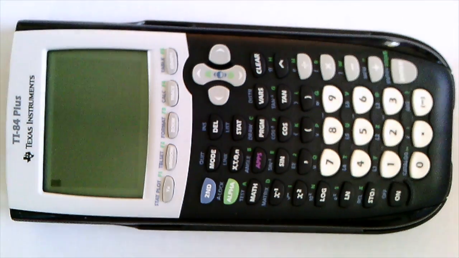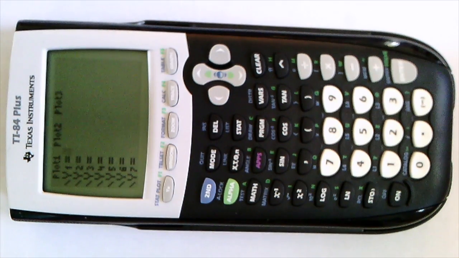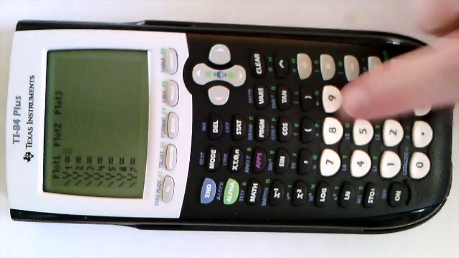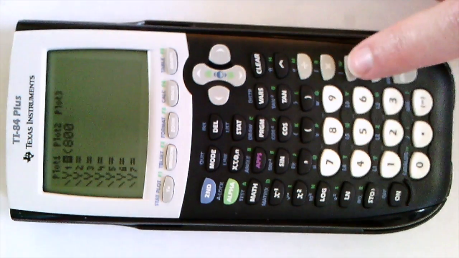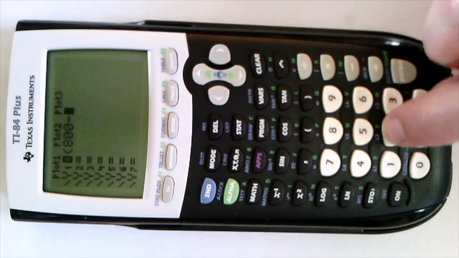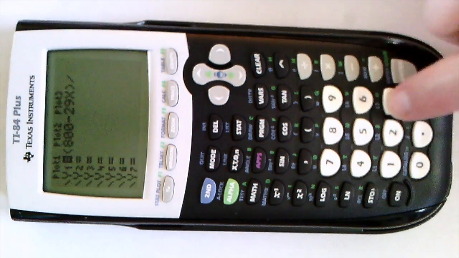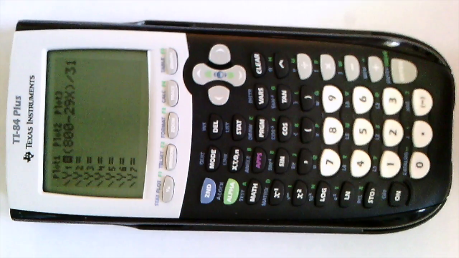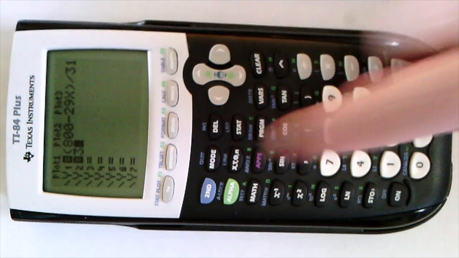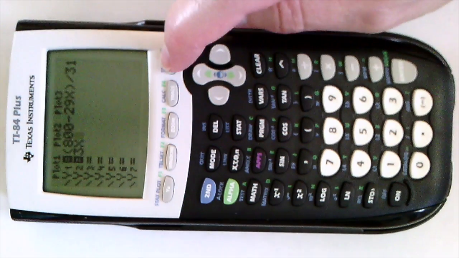We'll begin by entering our two equations in the calculator. Hit the y equals button, then enter your first equation, remembering to put the whole numerator inside of parentheses. And then on the second line, enter the second equation, 3x. Now we can look at the graph.